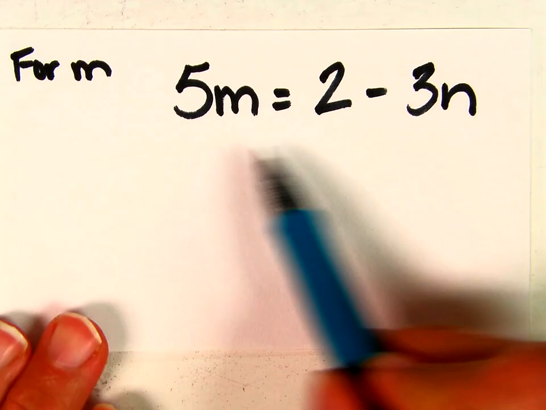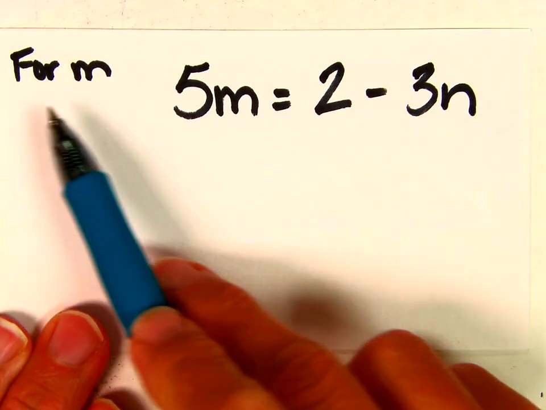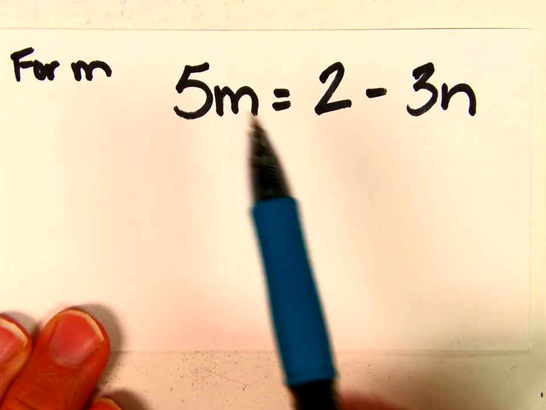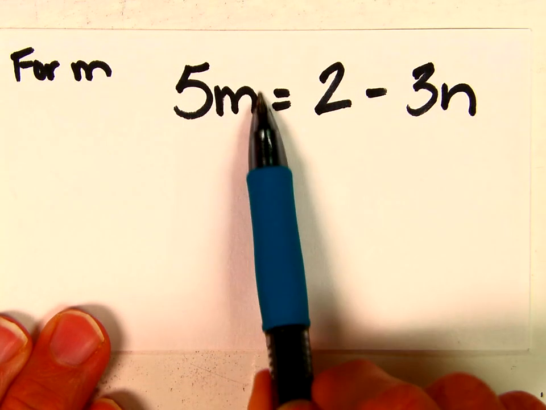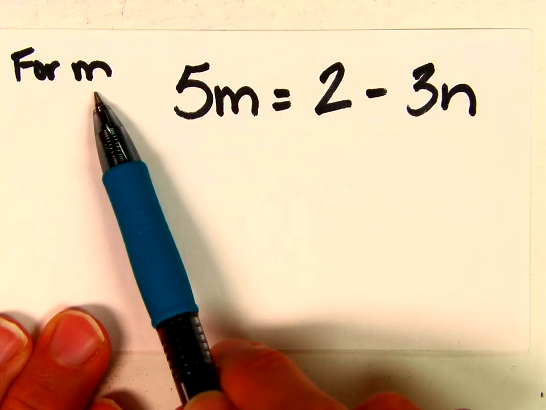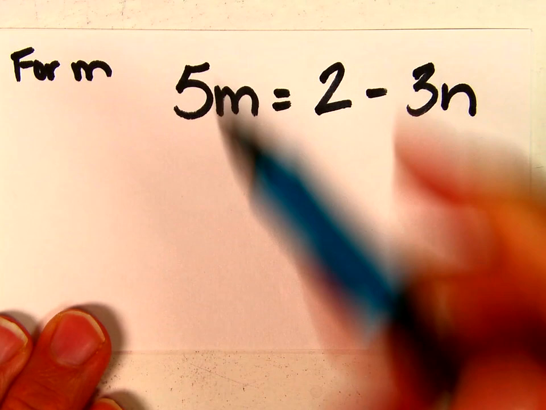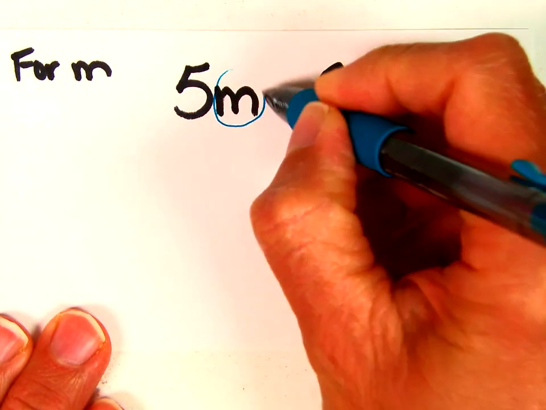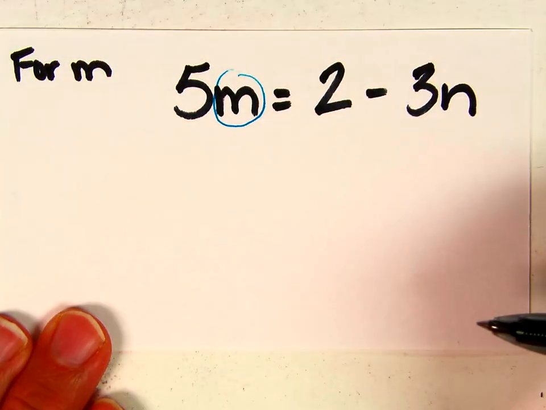This one just has two variables, and we are going to solve for m. So the key is I need to get m alone. If it says solve for n, I'd get n alone, but it says solve for m, so I'm getting m alone. Sometimes what I do is I circle it or underline it so I can see that.